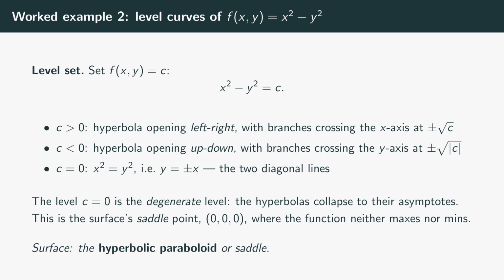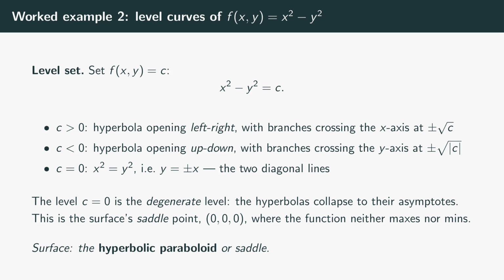As c grows, the vertices move farther from the origin along the x-axis. If c is negative, the hyperbola opens up-down. The branches cross the y-axis at plus or minus the square root of the absolute value of c. Same diagonal asymptotes. And c equals 0 is the magic level. The equation becomes x squared equals y squared, which factors as x minus y times x plus y equals 0, giving the two lines y equals x and y equals negative x. The level curves collapse from hyperbolas to a pair of crossing diagonal lines.